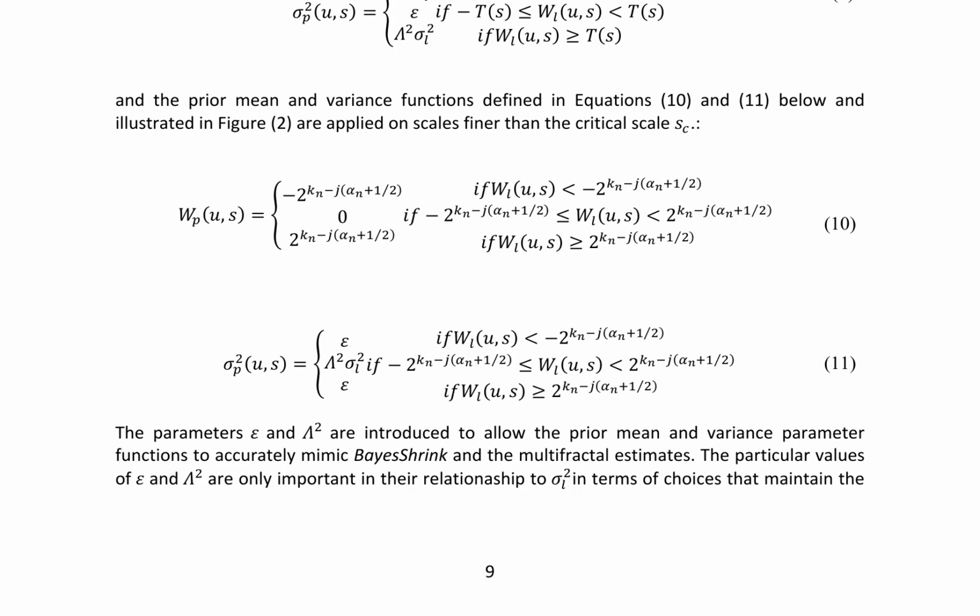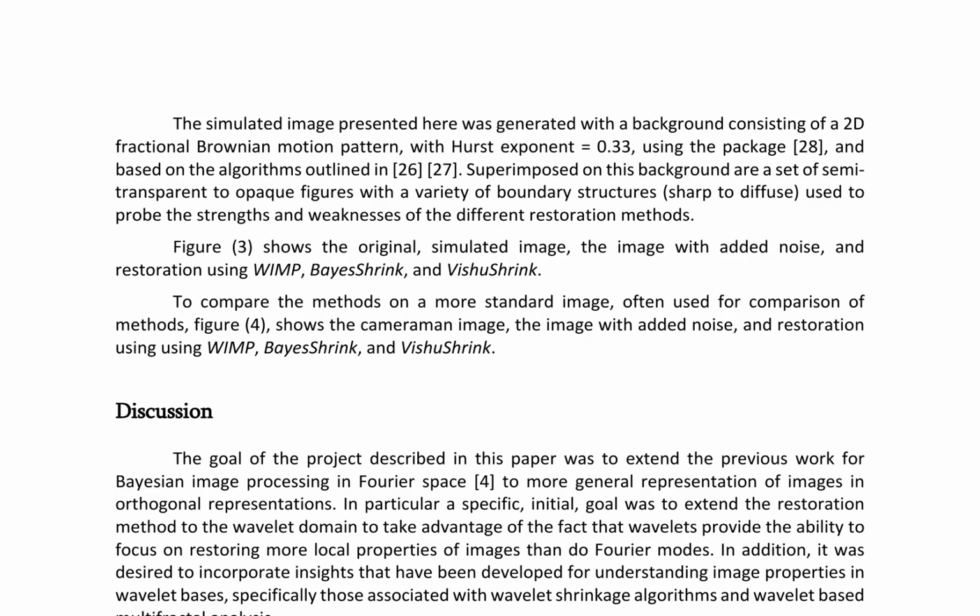The proposed WIMP method extends Bayesian image processing in Fourier space to orthogonal representations, specifically focusing on wavelet bases, enabling restoration of local image properties. WIMP uses a two-stage approach, first performing a coarse-grained analysis with Bayes' shrink to estimate noise and image variances, followed by a fine-grained analysis that incorporates multifractal properties, utilizing the Holder exponent to adjust wavelet coefficient shrinkage thresholds.